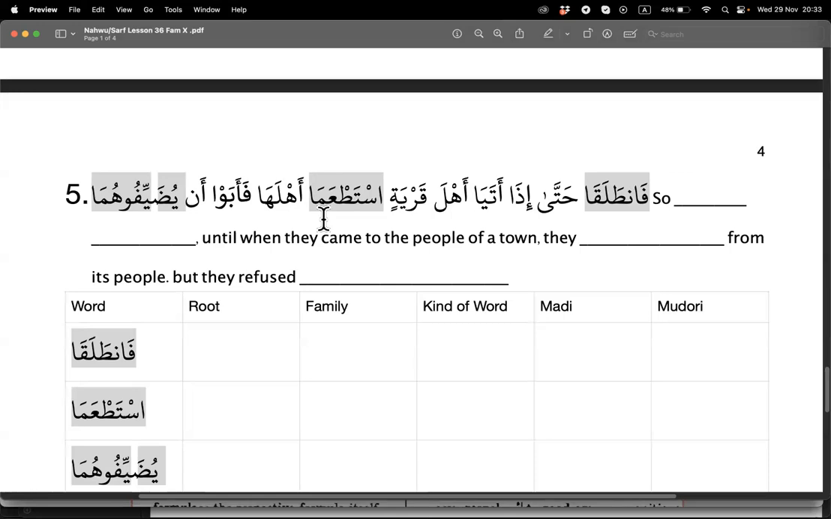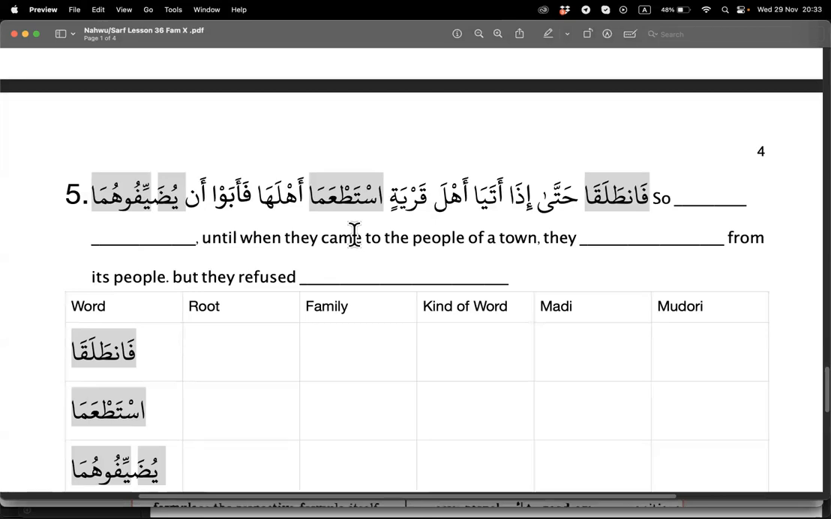Root letter is ta'aymim. Yes, first line. So this one is ista'ama yasta'imu istit'aman, musta'imun. Yes. So what do you have here? Istata'ama.